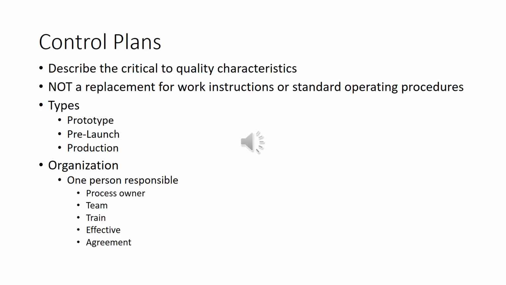Okay, control plans. So you've got all this work. How are you going to make sure it doesn't happen again? And there are different types. It's not a replacement for work instructions or standard operating procedures. This is what you put out there, either as a document or whatever, to make sure it doesn't slip back into an unpleasant state. You can do the prototype, pre-launch, production, and the control plans will actually evolve with the process.